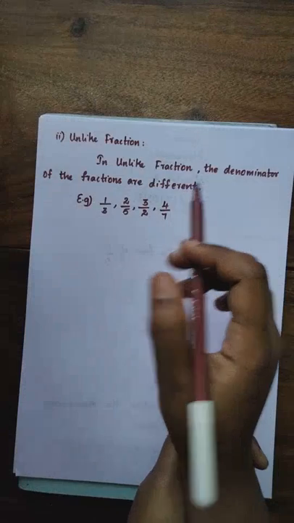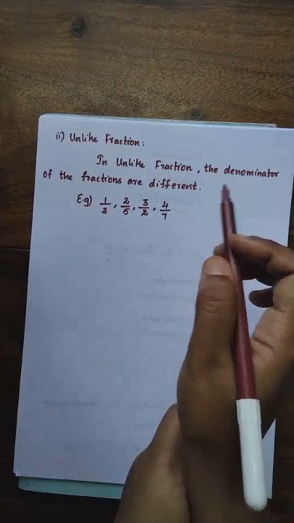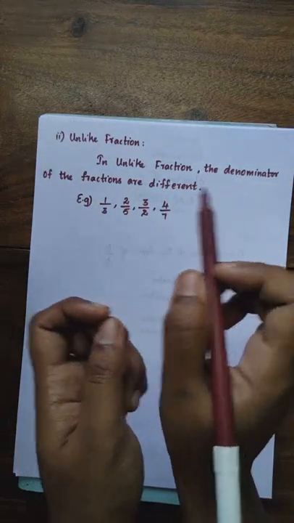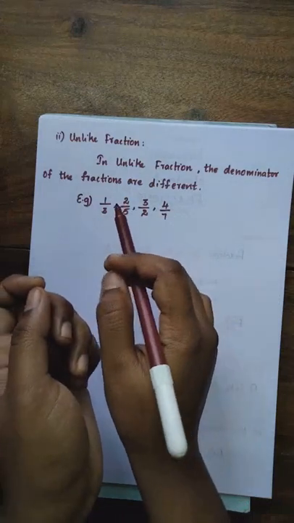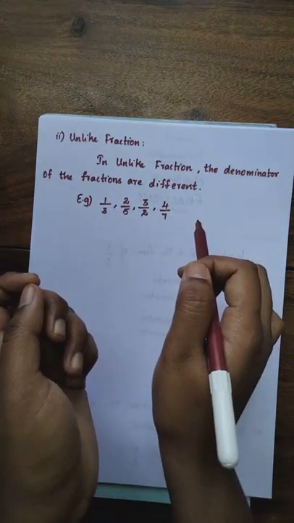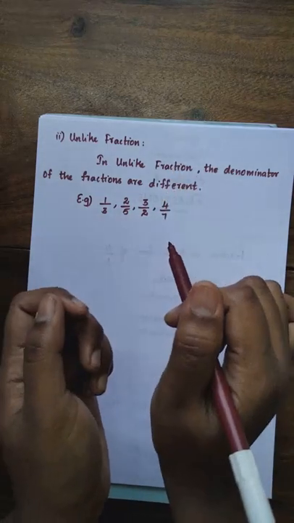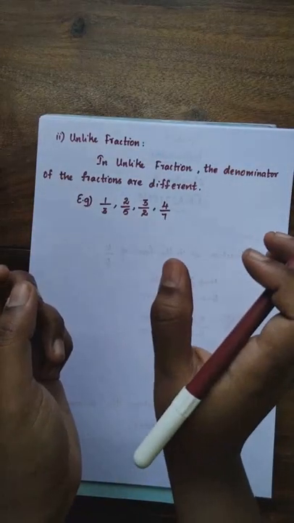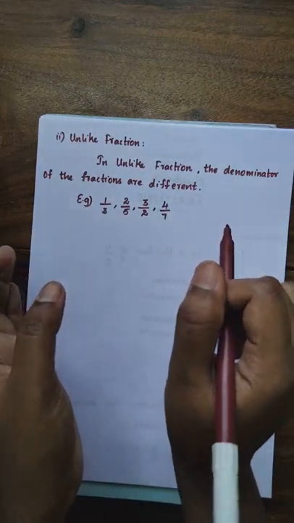Our second type is unlike fraction. In unlike fractions, the denominators of the fractions are different. In like fractions, the denominators are the same. That's the difference between like and unlike. See the example: 1 by 3, 2 by 5, 3 by 2, 4 by 7. Are all the denominators the same? No, they are not the same. So this is unlike fraction. Clear?